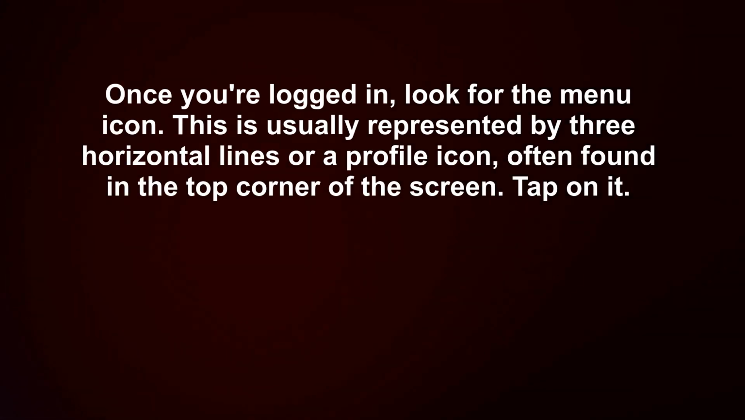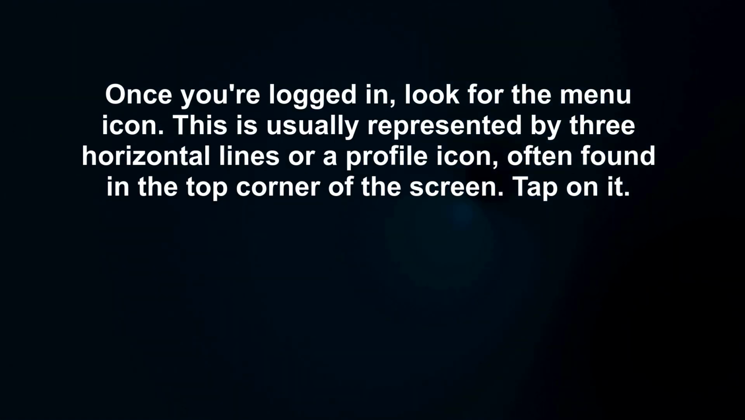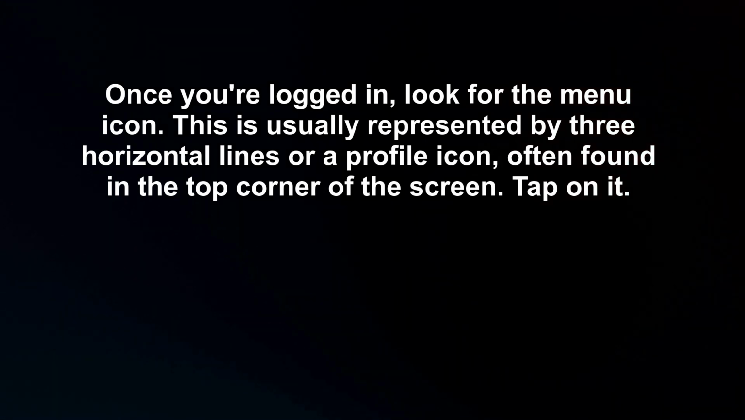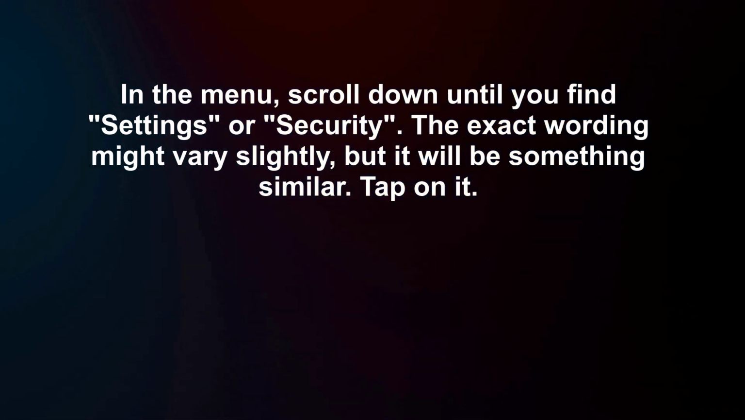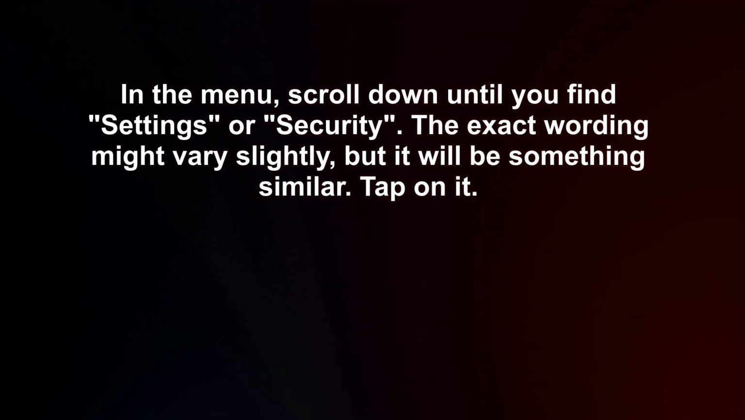Once you're logged in, look for the menu icon. This is usually represented by 3 horizontal lines or a profile icon, often found in the top corner of the screen. Tap on it. In the menu, scroll down until you find Settings or Security. The exact wording might vary slightly, but it will be something similar.